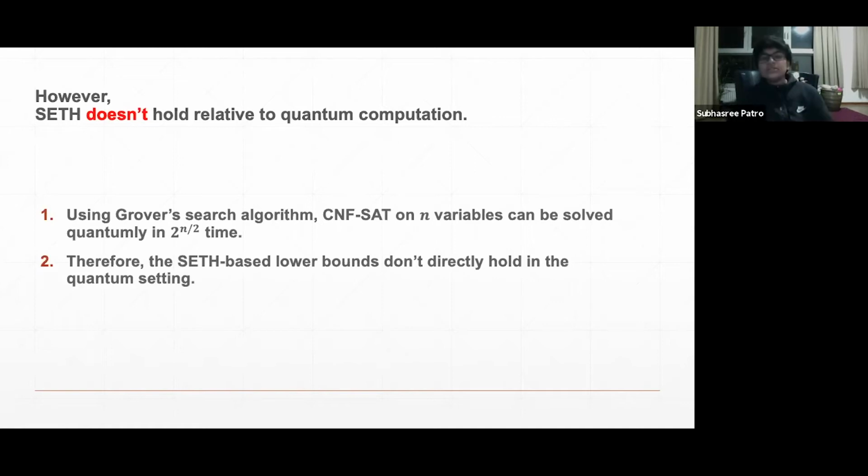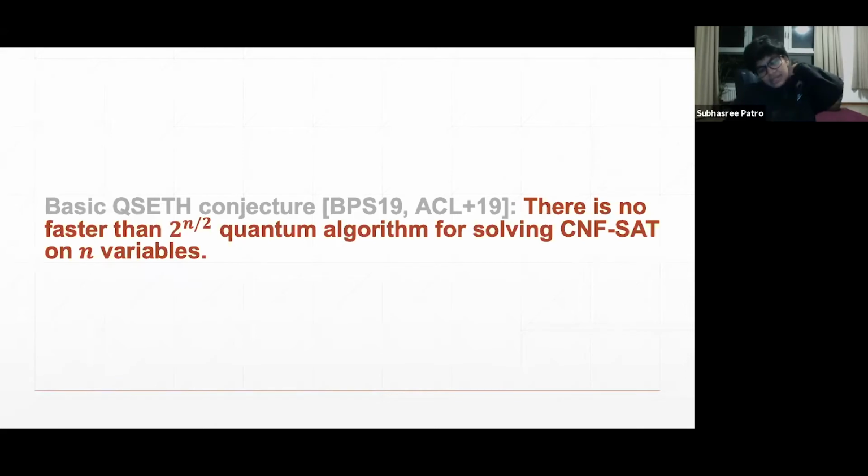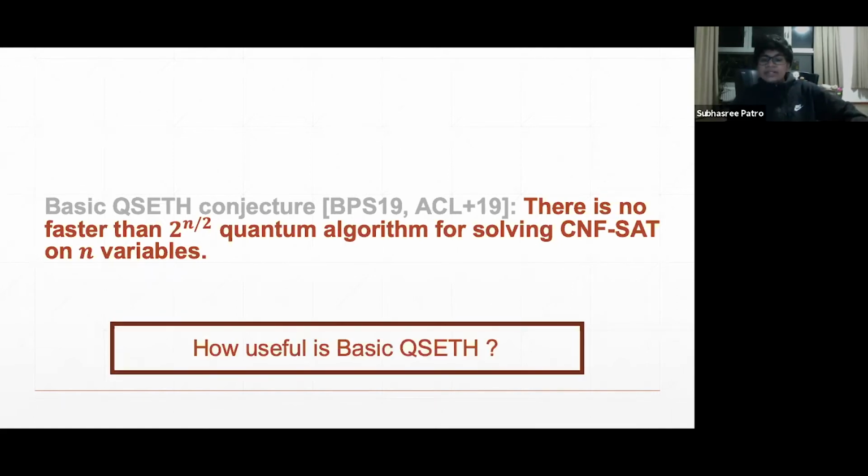Now, because of this, we see that the SETH based lower bounds will not directly hold in the quantum setting anymore. And so it is natural to conjecture that maybe there's no faster than 2 power n by 2 quantum algorithm to solve CNF SAT on n variables. Okay, while we conjectured this in our paper in 2019, Aaronson et al. also, almost during the same time, conjectured this in their paper. Okay, but let's see how useful this basic QSETH is. By the way, we call this QSETH, we just add Q to it.